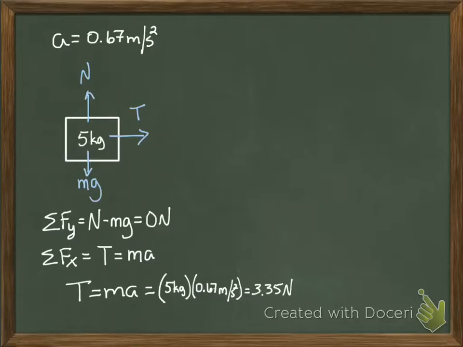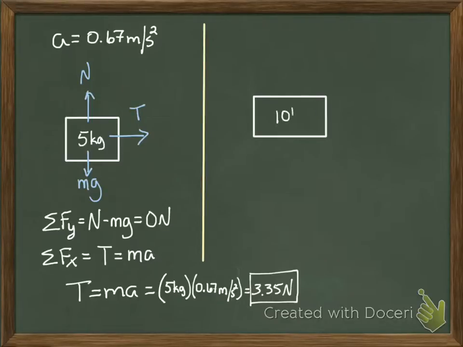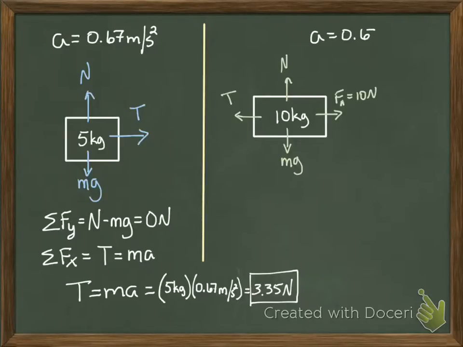I'm going to go ahead and solve for the box. I'm going to go ahead and separate this out. Here is the 10 kilogram mass. Let me go ahead and add in the forces. There's the weight. There's the normal force. There's our applied force of 10. Here is the tension. Again, the acceleration is 0.67 meters per second squared.